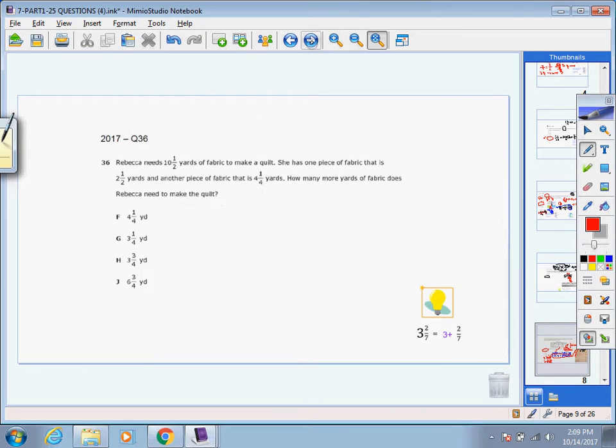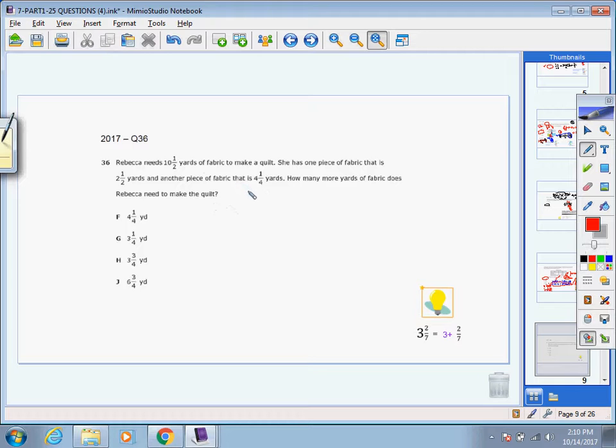Let's continue on the next one. Rebecca needs 10.5 yards of fabric to make a quilt. She has one piece of fabric that is 2.5 yards and another piece of fabric that is 4 1/4 yards. How many more yards of fabric does Rebecca need to make the quilt?